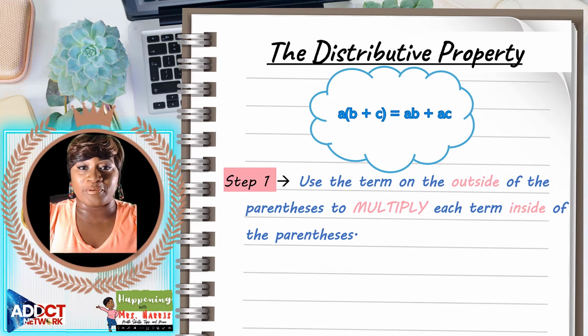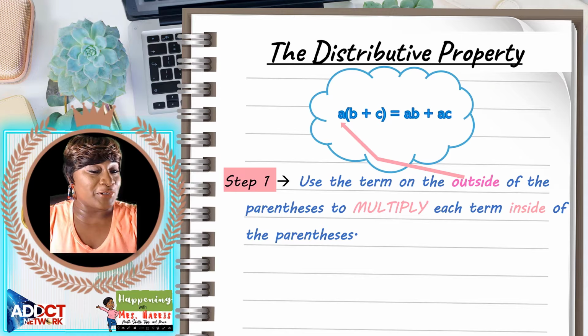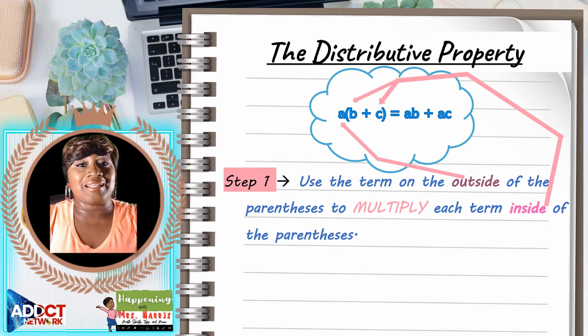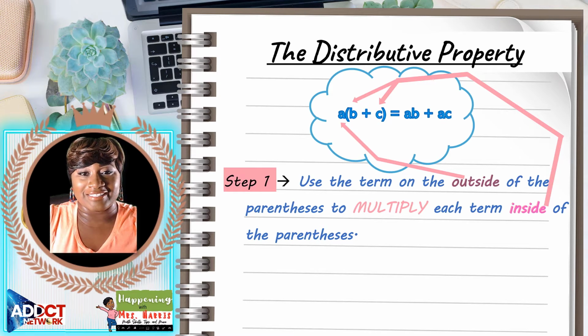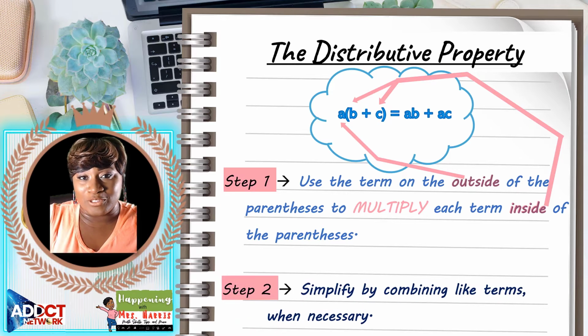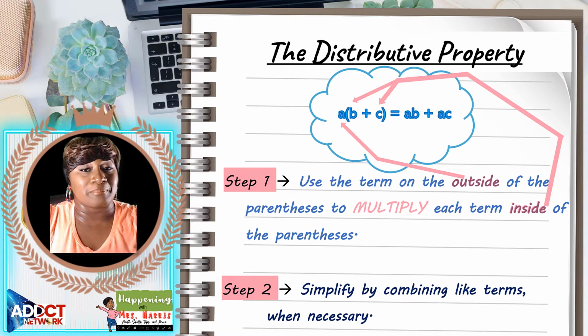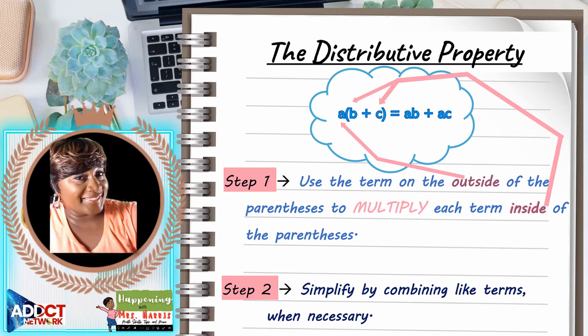To use the distributive property, step 1, we will use the term on the outside of the parentheses to multiply each term inside of the parentheses. Then step 2, we will simplify by combining like terms when necessary.